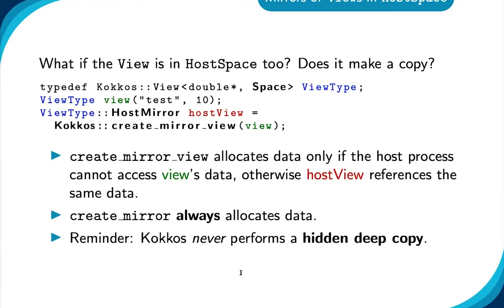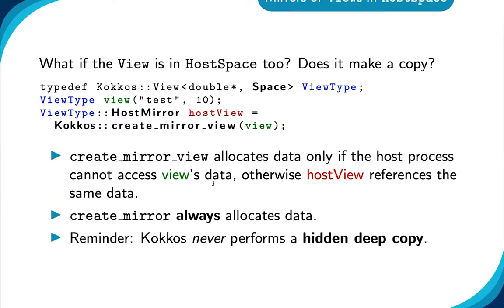Now, one of the questions is what happens if you actually just run on the host, right? If you just compile for a normal CPU system, do you actually get a copy? You don't want a copy, right? Why would you waste your time creating an extra copy, use more memory, and then do all these deep copies? And that's where create mirror view comes in.